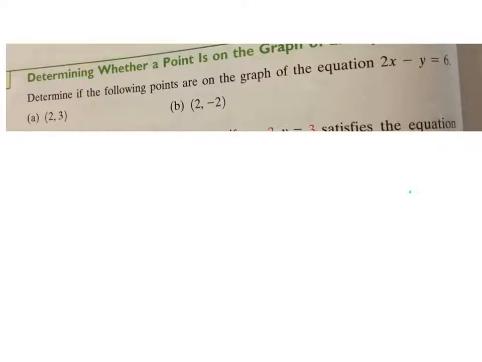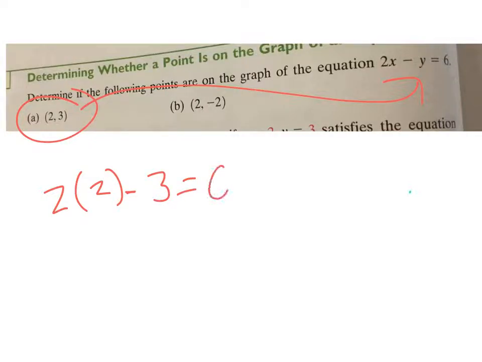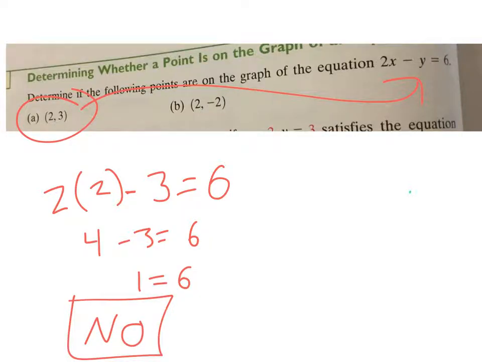So now, we want to know, does the point (2, 3) work for this equation? So what is going to happen for (2, 3) to work? Well, that means when I plug them in, I should get a true statement. So let's look. This would be 2 times x, but in this one, my x is 2, minus y, which is 3, equals 6. That says 4 minus 3 equals 6. 1 equals 6, and that is a false statement. So, is the point (2, 3) on the line? No, it's not. If it was on the line, you would be left with a true statement.